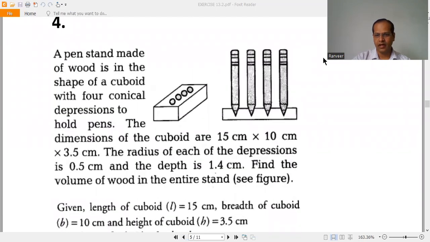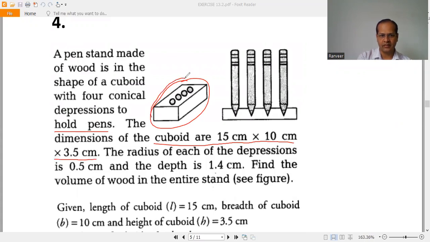Now, question number 4 we are going to see. Question number 4: a pen stand made of wood is in the shape of a cuboid with 4 conical depressions to hold pens. So this structure is given. One is the cuboid whose dimensions are 15, 10 and 3.5 centimeter. Now, the radius of each of the depressions is 0.5 centimeter, and the depth is 1.4 centimeter. Find the volume of wood in the entire stand. We have to find out the volume.